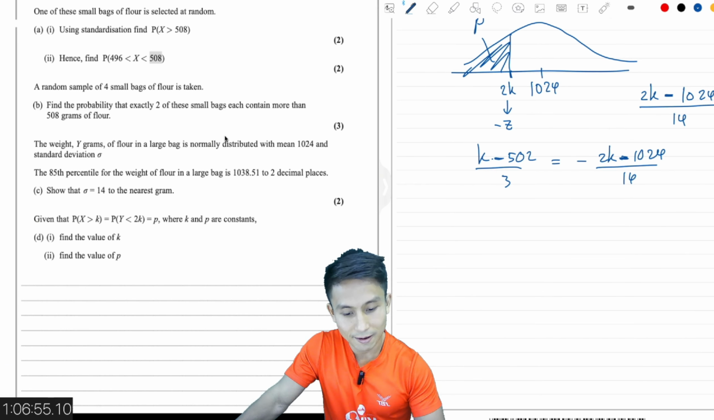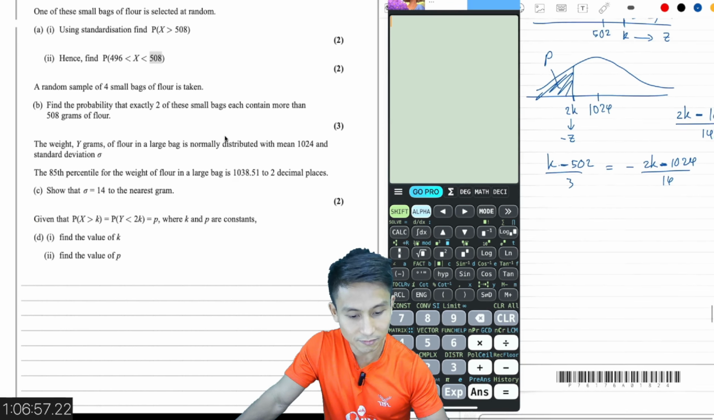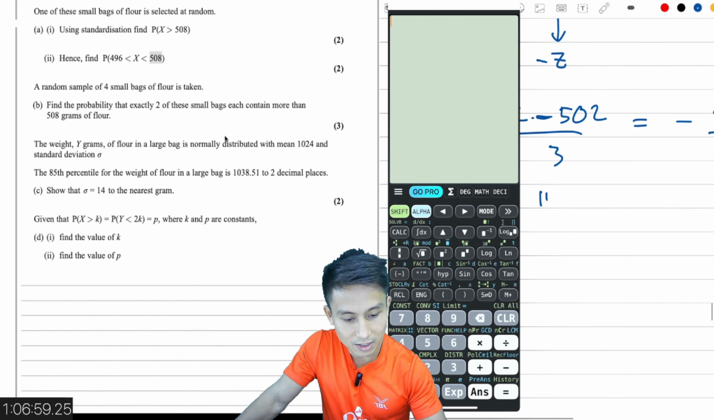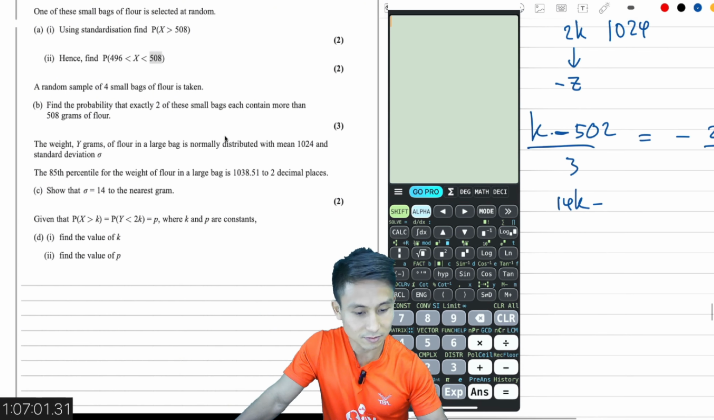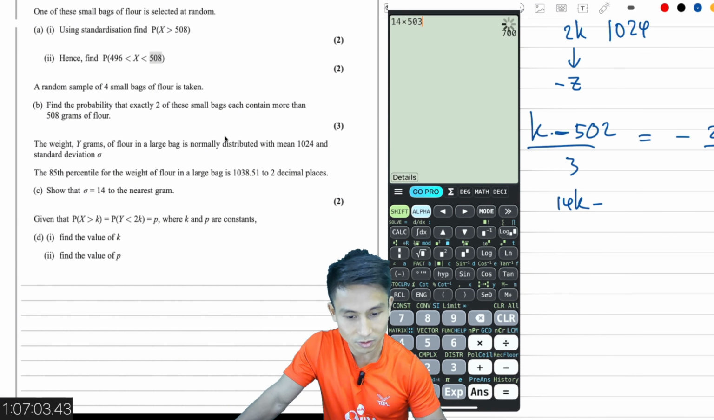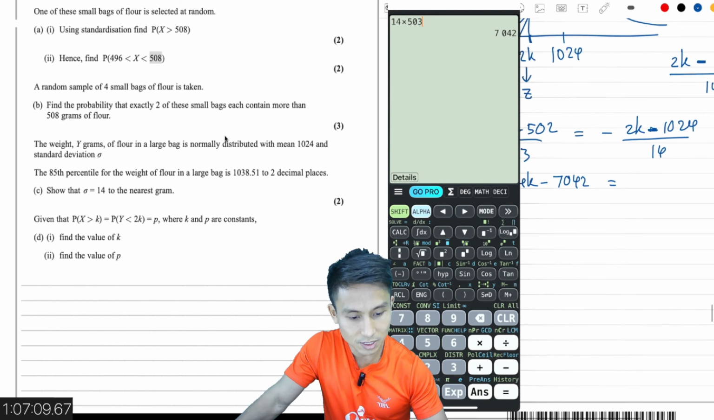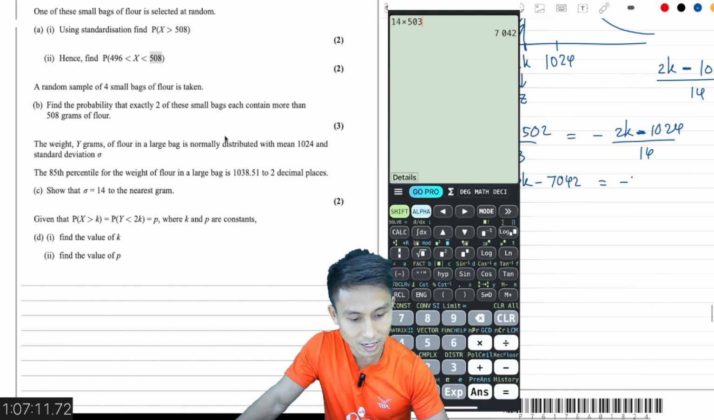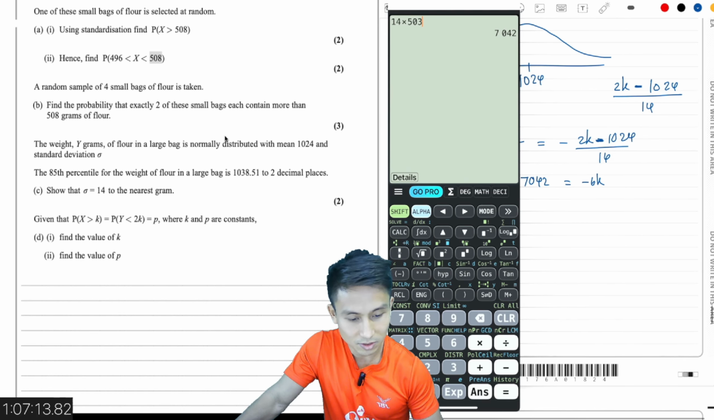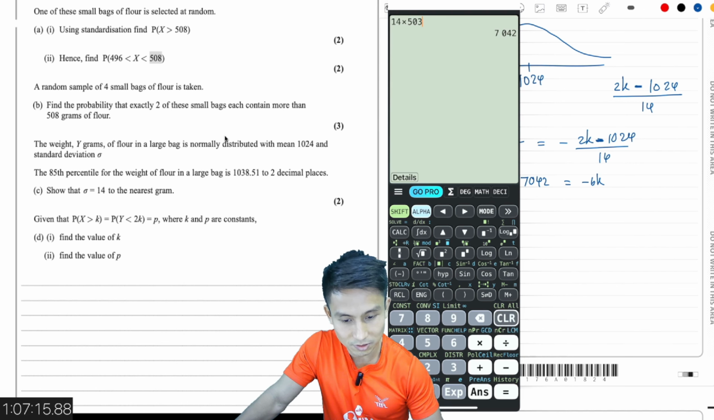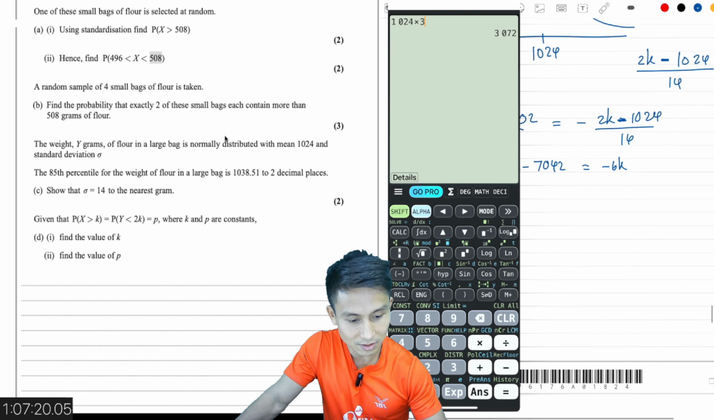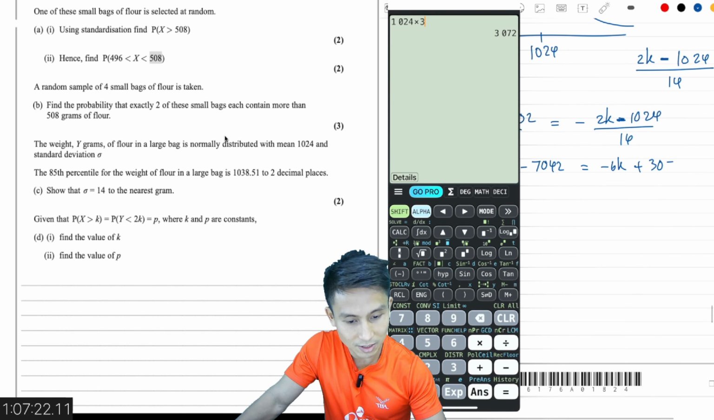So I'm going to have 14k here on the left minus 14 times 503, so 7042. Equals, well, that's going to be minus 6k, right? If you multiply 3 and minus 2. And also minus, so that's going to be plus, 1024 times 3, so that's going to be plus 3072.